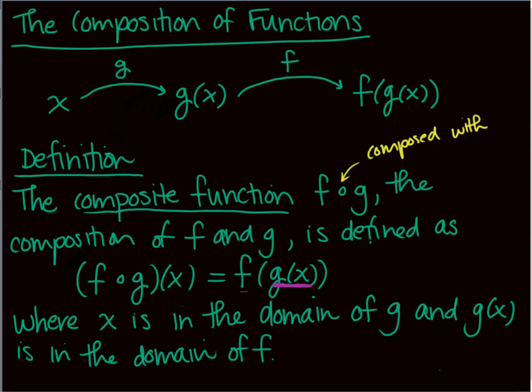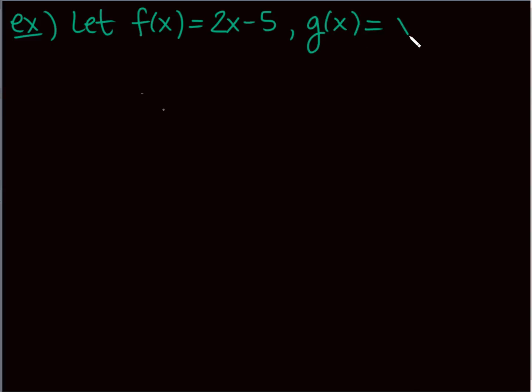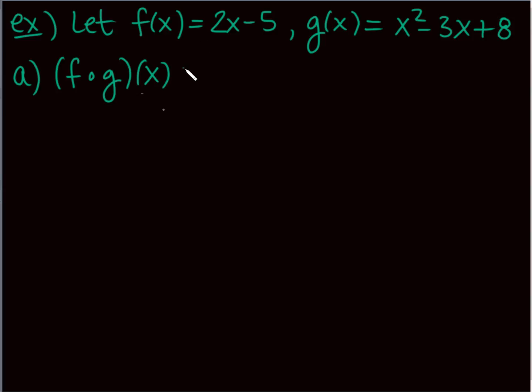Okay. Let's see here. Good. So let's do some examples, because that's what we should do. All right, example. Let f of x equal 2x minus 5 and g of x equal x squared minus 3x plus 8. And we're just going to go crazy here and find a bunch of compositions. So let's find f of g of x.